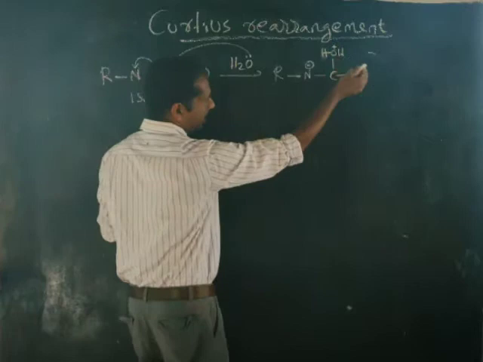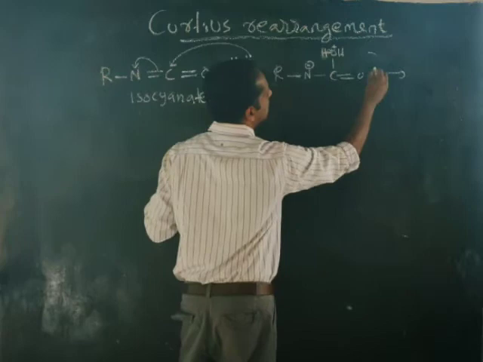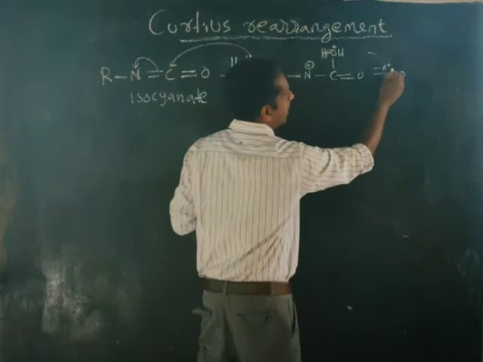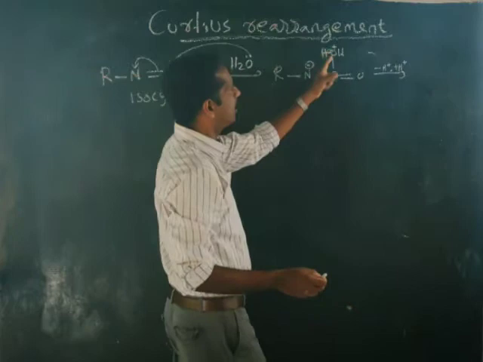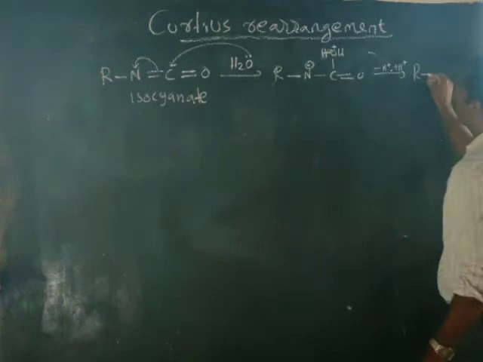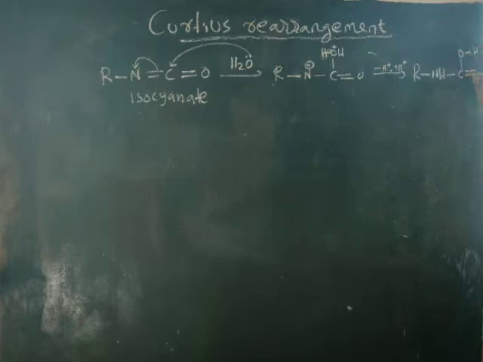For stability, what will happen? Minus H plus, that H plus will be taken by the negatively charged nitrogen. So you can write minus H plus and plus H plus. Deprotonation is occurring here, and here it is protonation, and we get NHCOOH, double bond O, correct?